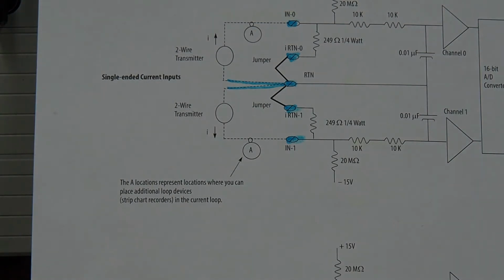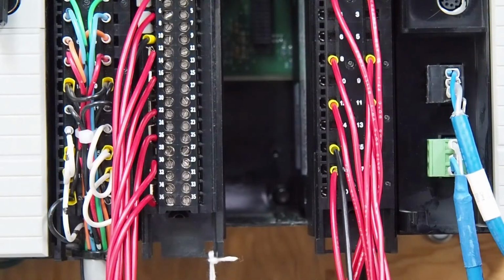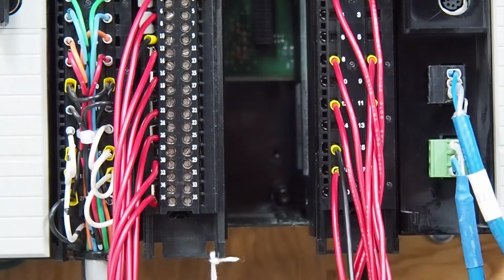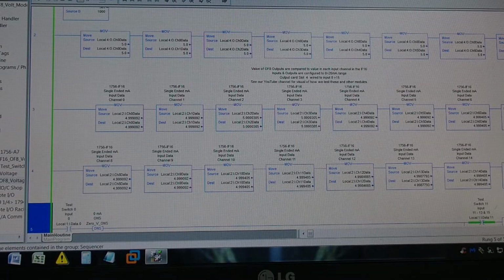So there we go, there's the basics. Now we'll go over to the screen and we'll do a fast test on the voltage mode, and then we'll do the current. Be right back. Okay, so we are in voltage mode, and the card is wired for voltage, and the programming is done for voltage. I've got two separate programs, which makes it a little easier for me.